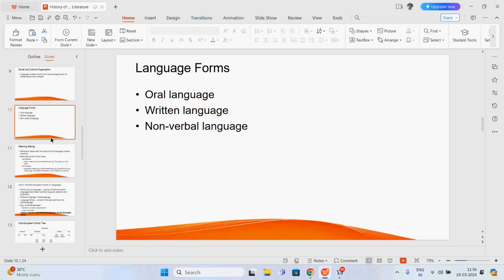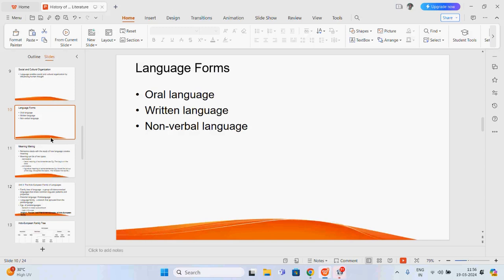Gestures are non-verbal language. When we talk, we use signs, the eye movement, the expression on the face, the hand gestures, the change in tone, the body movement, etc. All these constitute non-verbal language.